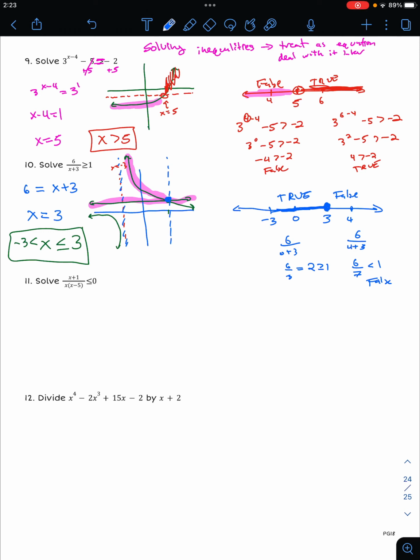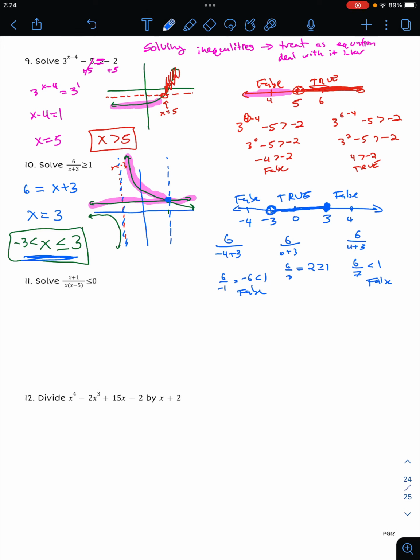Here I'm including 3 because it's greater than or equal to, but this is the vertical asymptote, so I'm not going to include it. And then I can just test my last region. So I could do 6 over, maybe I try -4. -4 plus 3, so that's 6 over -1 is -6, which is less than 1. So that region is also false. So we come to the same conclusion that x has to be between -3 and 3, but it can be 3. So you can either try to visualize the graph.